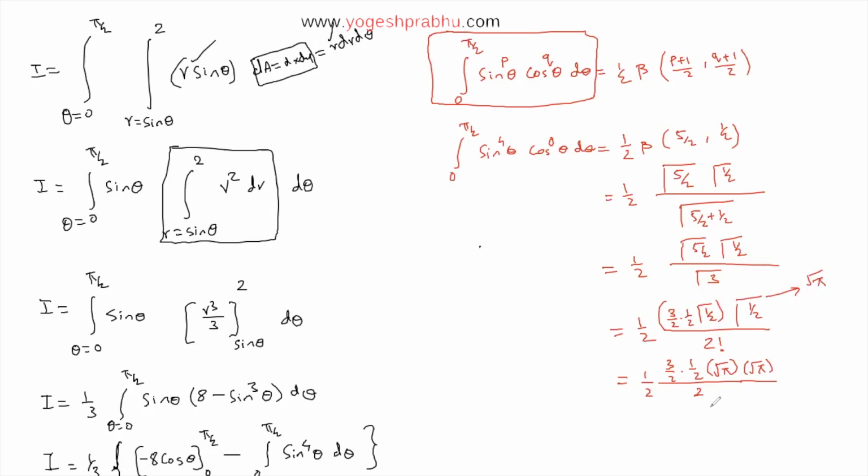Gamma 1 over 2 is root pi. What is the answer then? 1 over 2 times 2, 4. 4 4s are 16. 1 over 4 over 4. 3 pi over 16. That is the answer of this thing.